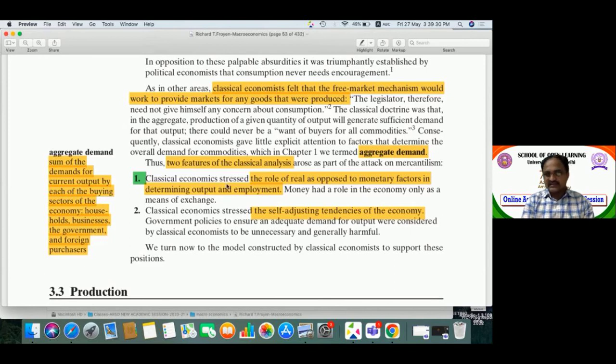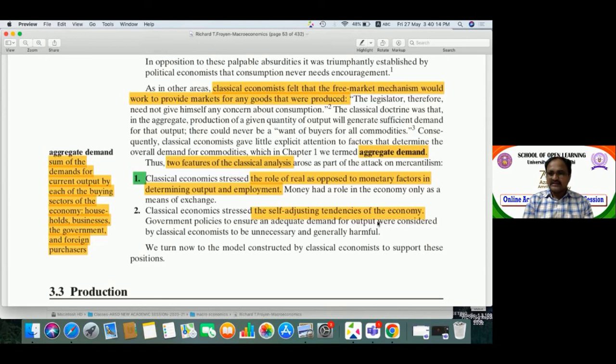One is that classical economics stressed the role of real as opposed to the monetary factors in determining output and employment. That means the classical economist determines there is only one factor, that is labor. Because in the initial stage, classical economy means the 1930s, there are no other factors to influence more. So in the initial stage, the 1930s, labor is the only factor to influence the entire output or entire aggregate income. Got the point?